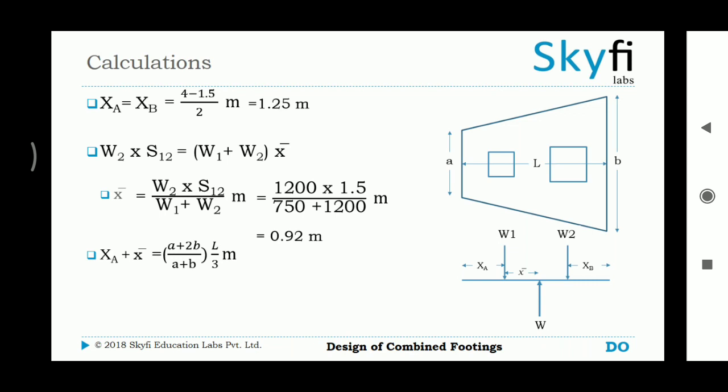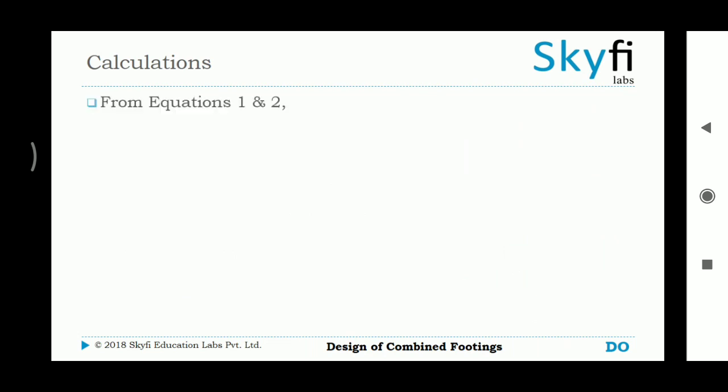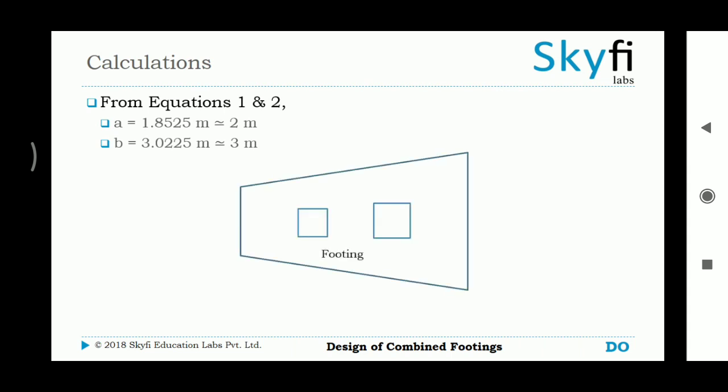Replace the values in the equation. The resulting equation has two unknowns, A and B. Mark this equation as equation 2. Thus, solving the two equations 1 and 2, you get A equals 1.85 meters, and B equals 3.02 meters. We will approximate A as 2 meters, and B as 3 meters. So this is the footing you will be designing.